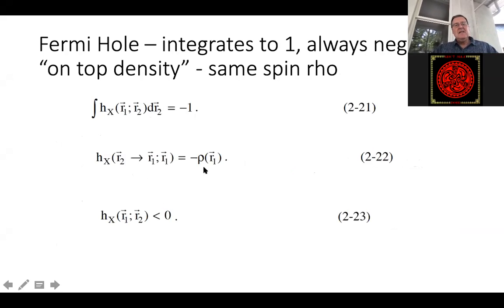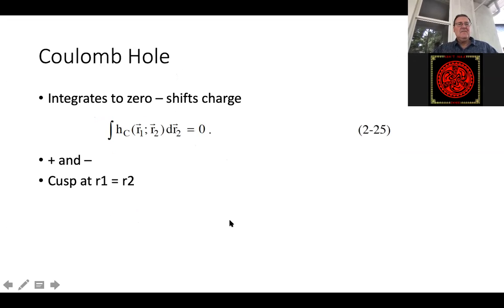Second thing that has to happen, and there's a sigma 1 equals sigma 2 missing here, is that when the reference position goes to R1, that is when R2 and R1 become the same, this has to subtract out fully the density of the same spin particles. Otherwise, it would allow electrons to be on top of one another. Lastly, Hx is always less than 0. We can prove that. What about the Coulomb hole, the part that has to do with the electrons avoiding one another because they're repelled? It integrates to 0, but it shifts charge.